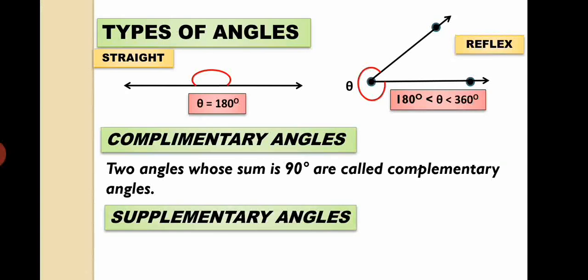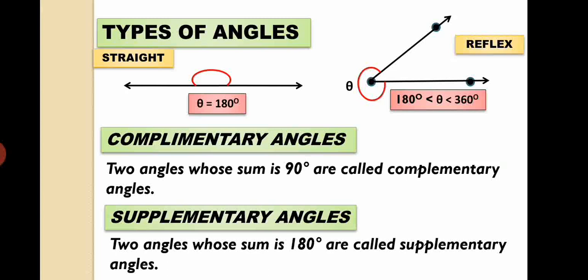Supplementary angles. Two angles whose sum is 180 degree are called supplementary angles. For example, 110 degree and 70 degree. When we add these two angles, we will get 180 degree. It means 110 degree and 70 degree are supplementary angles.